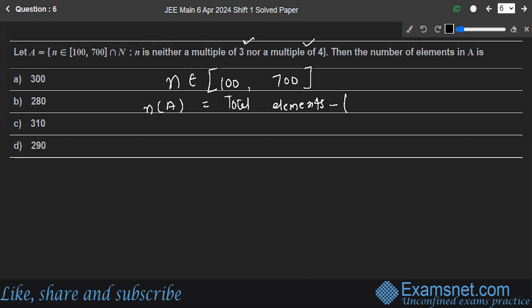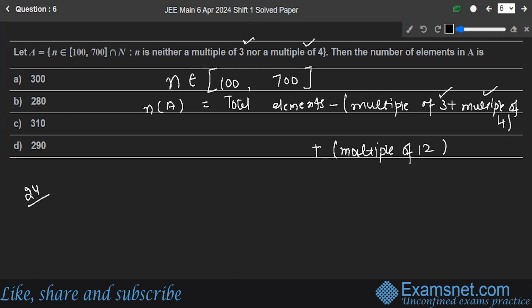Minus multiple of 3 and 4. I'll subtract both of them, multiple of 3 and 4. Now I'll be adding multiple of 12. Why? Because that has been added twice, in the multiple of 3 also, in the multiple of 4 also. So I'll be adding multiple of 12. This is a very common mistake that the students do. For example, you have 24. 24 will be taken here also and here also. So that extra 24 that has been taken once more needs to be added back because we are deleting it twice.